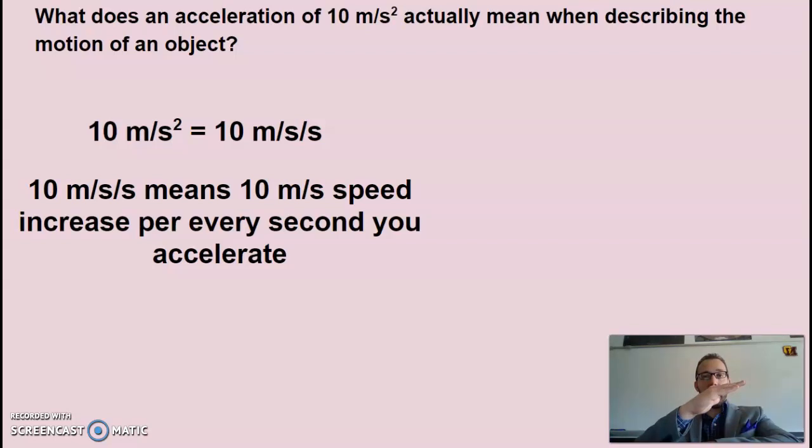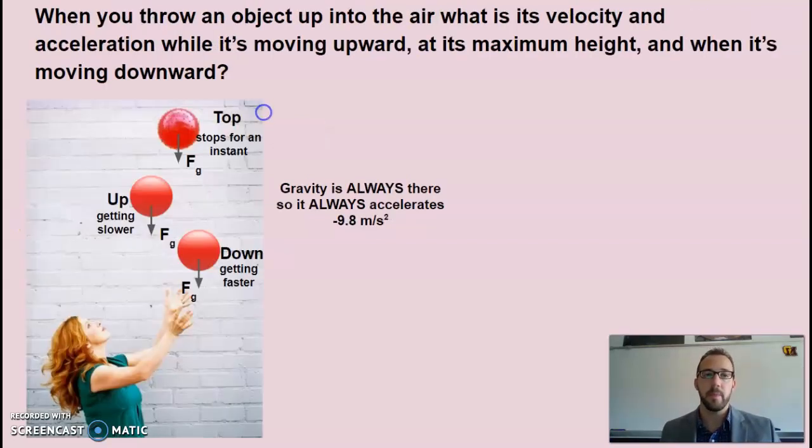After 2 seconds, it's gone up a little bit higher. Now it says 20 meters per second. After 3 seconds, it's up to 30. Every second that your foot is on that gas pedal and gives your car that acceleration, your speedometer goes up by 10. So that's a 10 meter per second speed increase for every second that you have that acceleration.